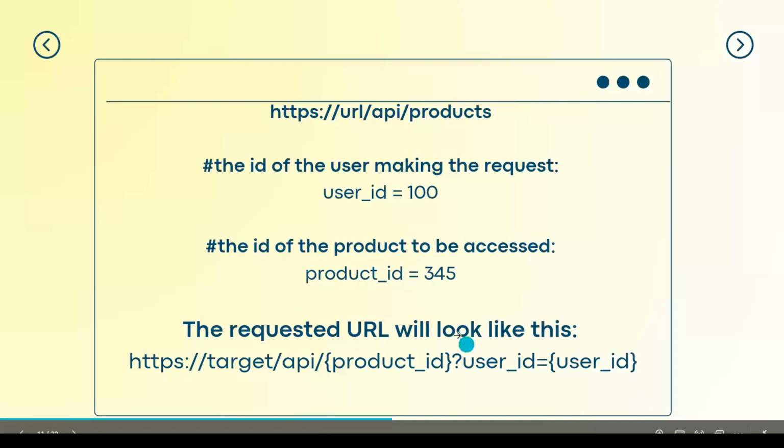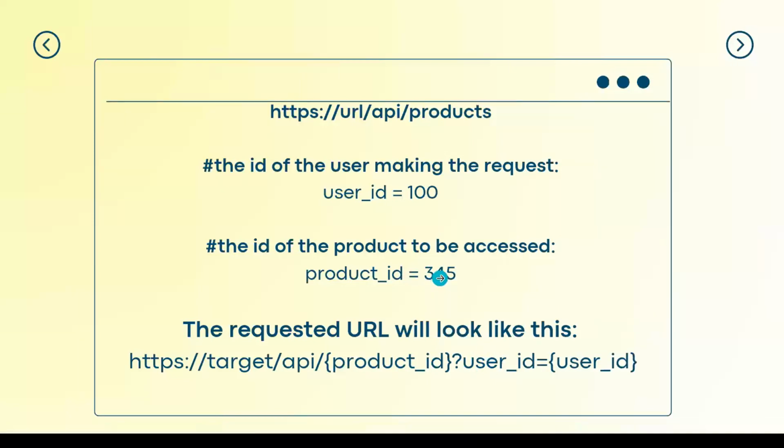Let's say this is a product you purchased. You can change the product ID of this particular product, let's say to 200 or to 300, and let's say product 300 belongs to another user.